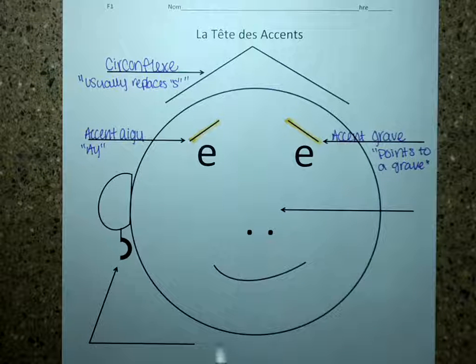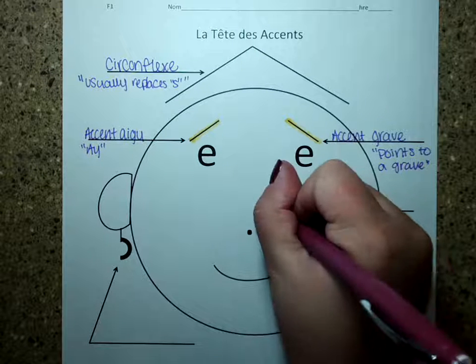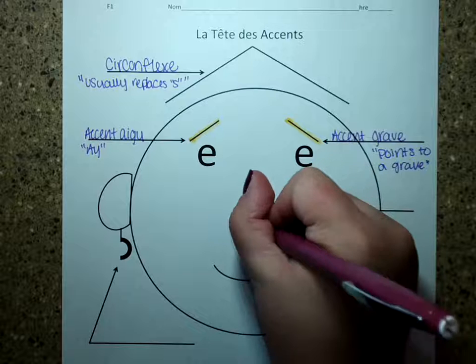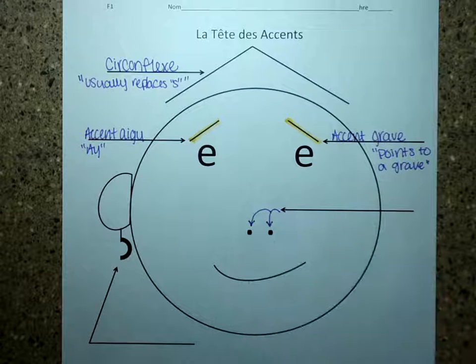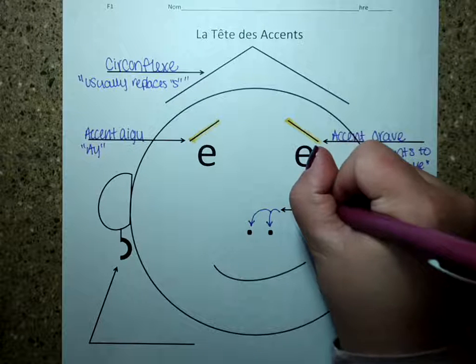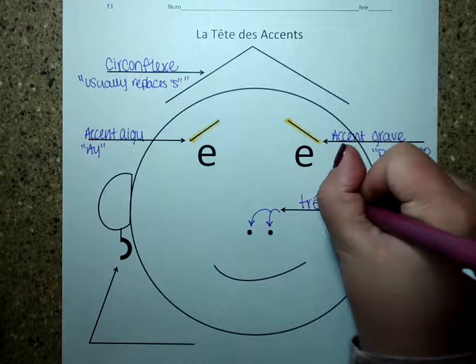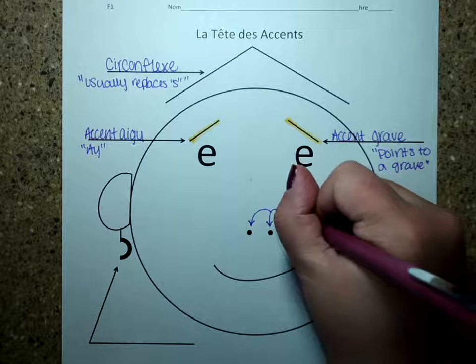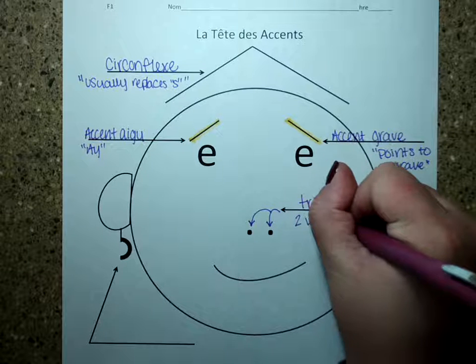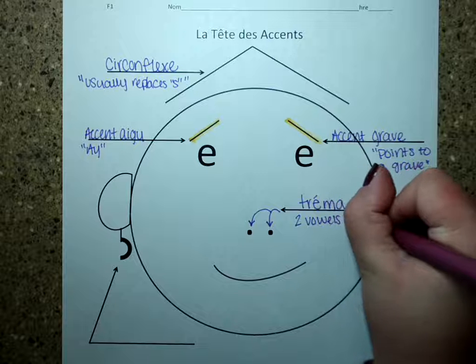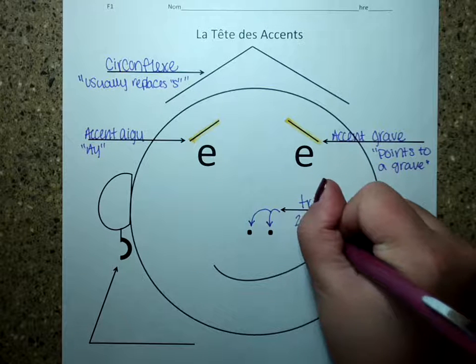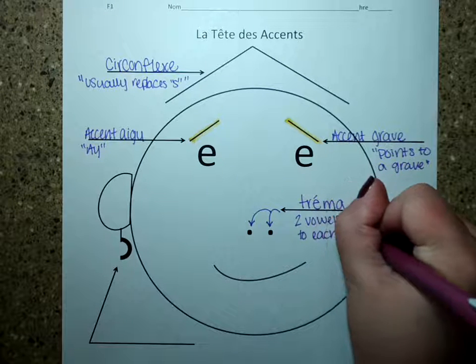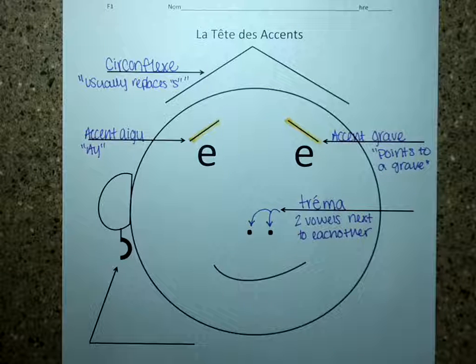The next one is in the middle of our head or in the middle of our face, and my arrows are a little bit off, but it's pointing to these two little dots. And so this is the tréma. And the tréma in French just means that there's two vowels next to each other.